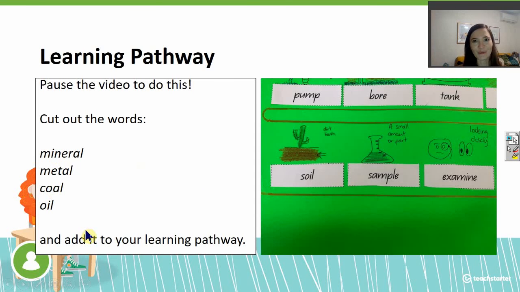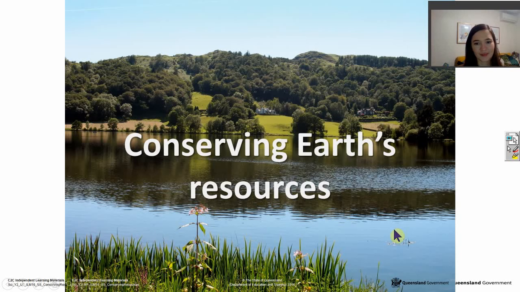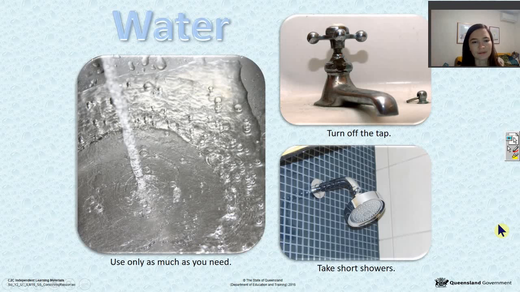And there's more stuff to do. So you've got to cut out the words today: mineral, metal, coal and oil. And we're going to add those to our learning pathway. So you can draw pictures to match those if you like, or write a definition. Okay, so this is the last bit of our science lesson today. It's been a bit of a longer one than usual. So this is just going to recap how we conserve the Earth's resources. So putting together everything that we've learnt so far.